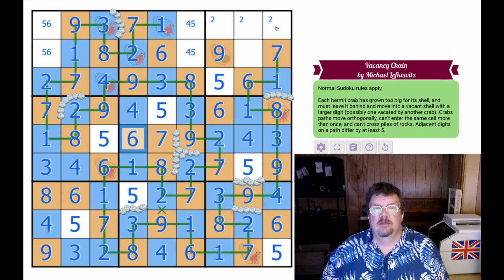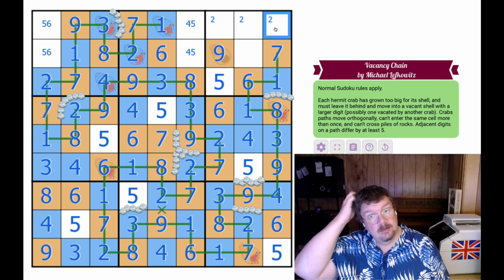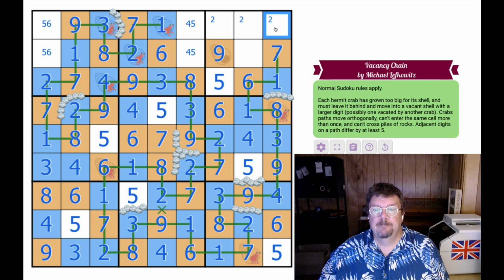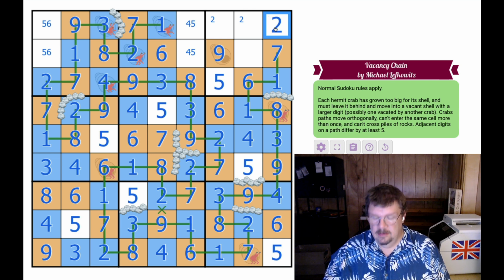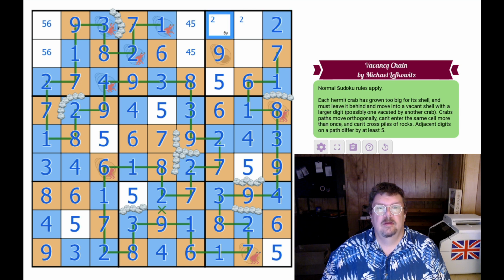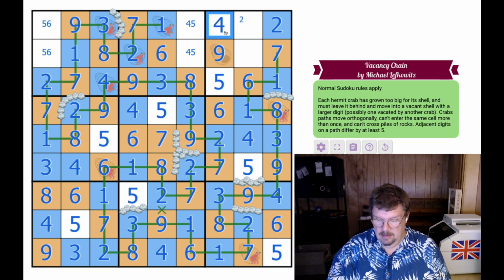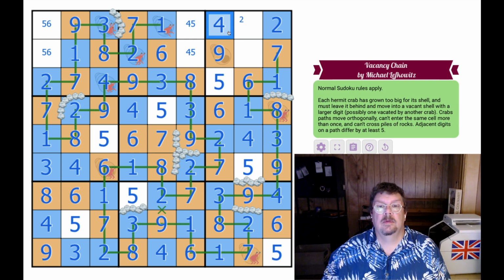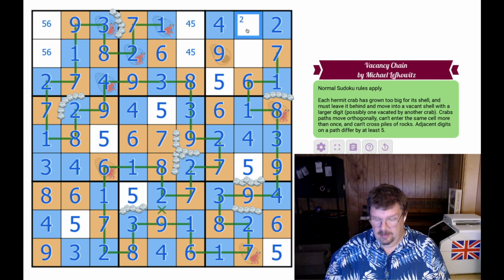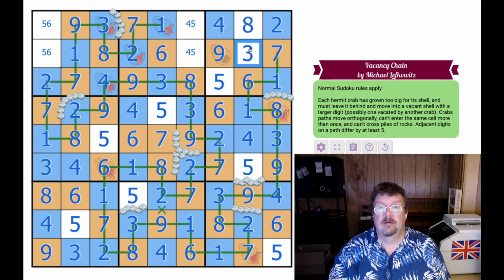Fill in almost all of the Sudoku, I think, because that should be fairly simple now. This is a 2 here. This is a 4 here. I've got a 3 and an 8, so that's an 8. That's a 3.